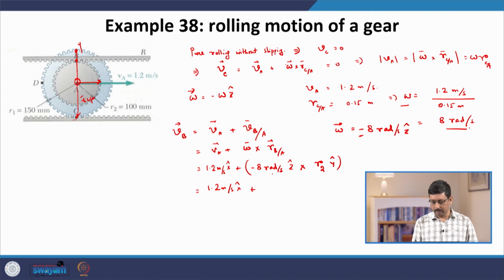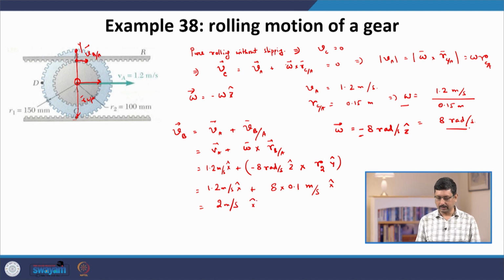This vector is clear from the picture as the rotational part. So V B A is along the positive x direction, the same direction as V B. This will be 8 times 0.1, so 8 times 0.1 meter per second x hat, so this is 0.8 meter per second x hat, added to the translational part of 1.2 meter per second x hat, giving 2 meter per second x hat.